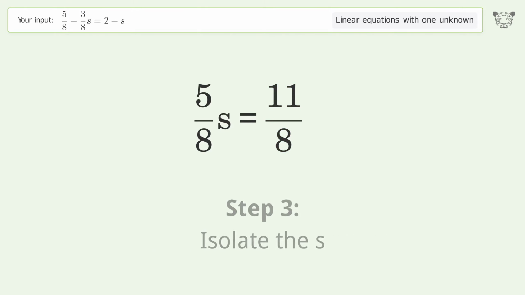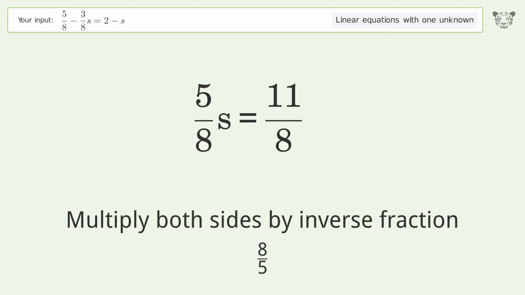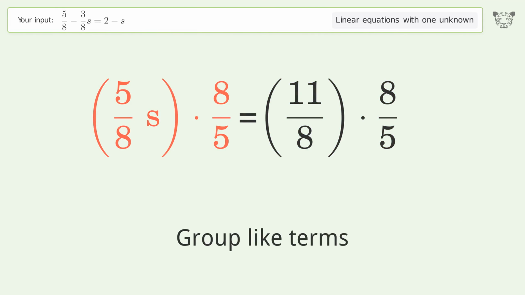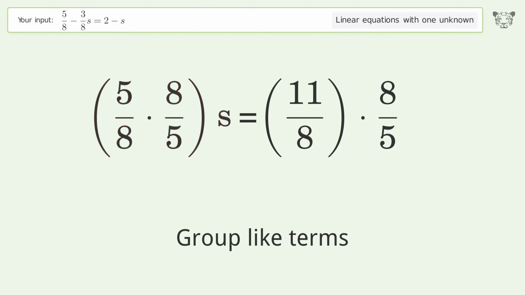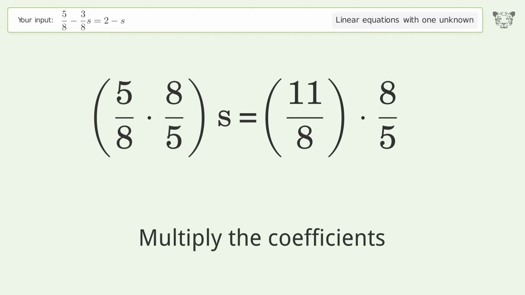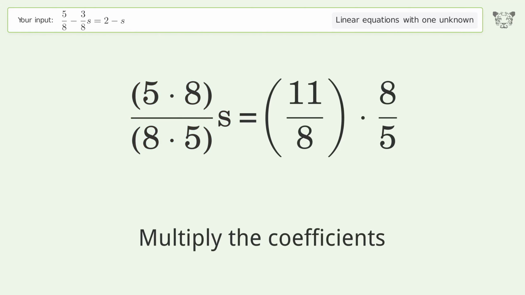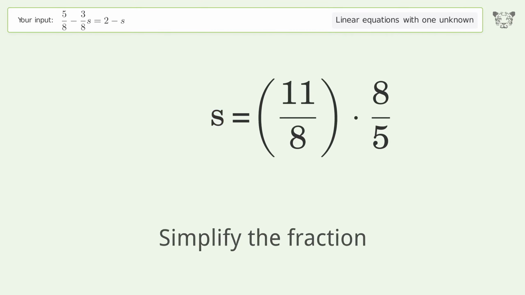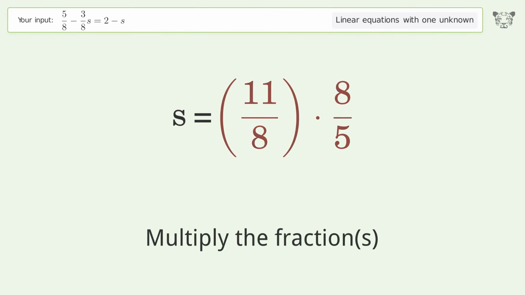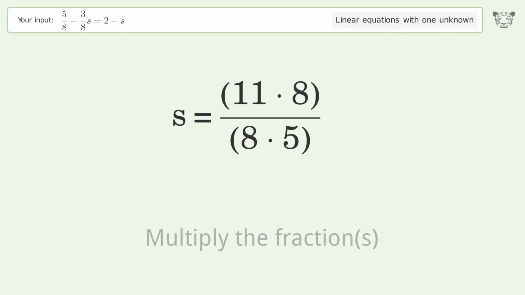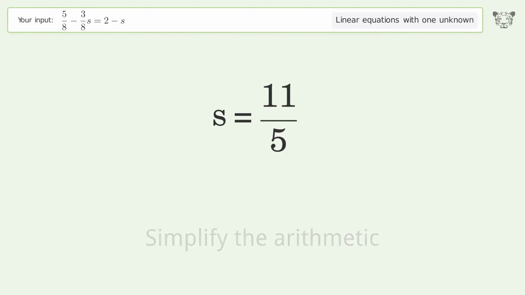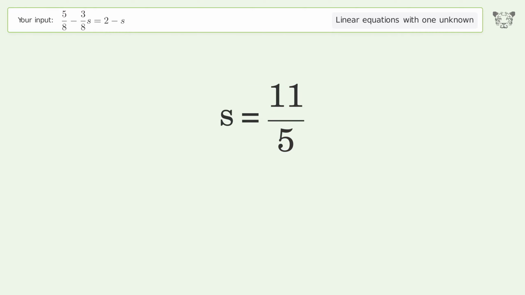Isolate the s. Multiply both sides by inverse fraction 8 over 5. Group like terms. Multiply the coefficients. Simplify the fraction. Multiply the fractions. Simplify the arithmetic. And so the final result is s equals 11 over 5.